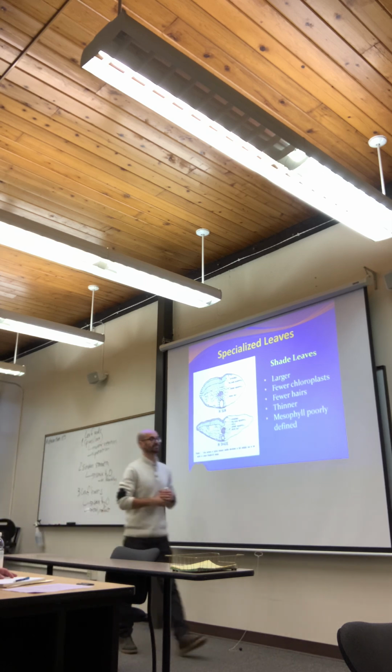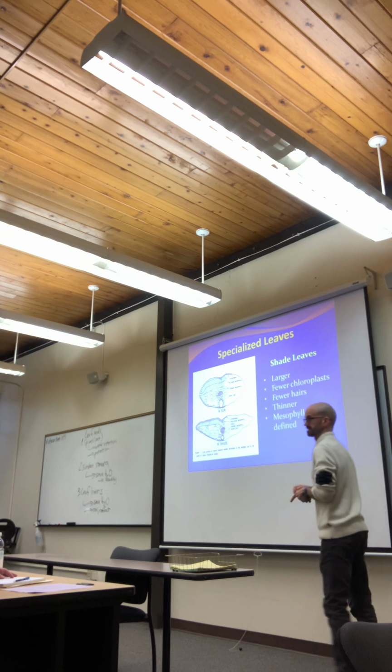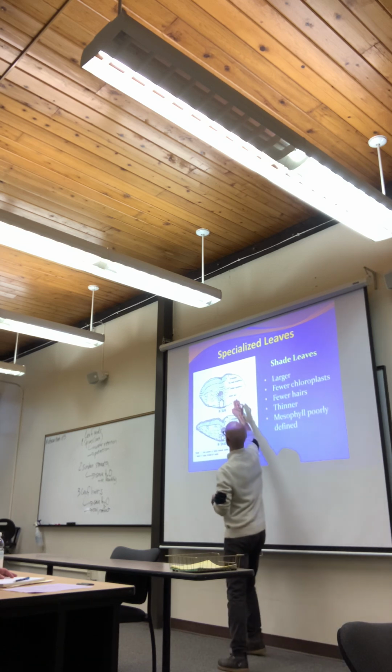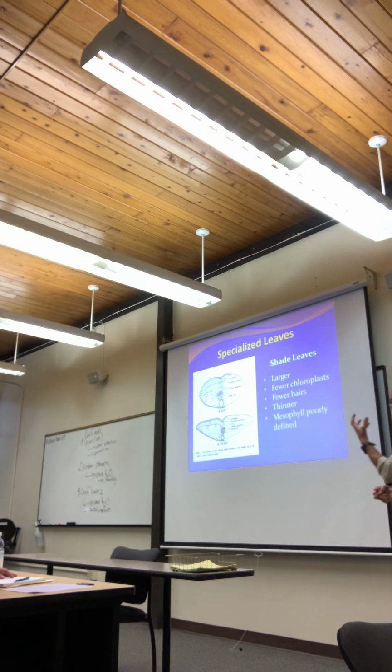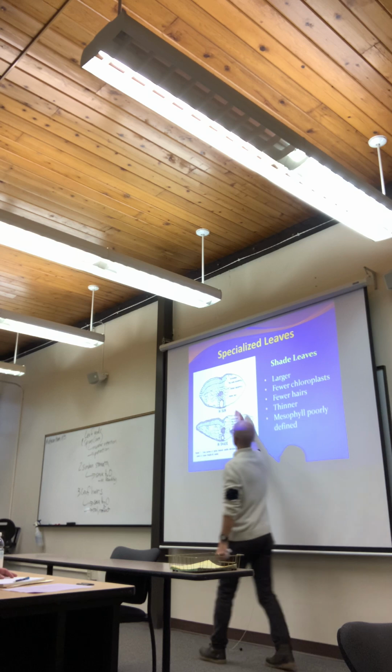Shade and sun leaves. Again, they have differences. Sun leaves grow a double layer of palisade cells for more photosynthesis, and more chloroplasts. They tend to be bigger.